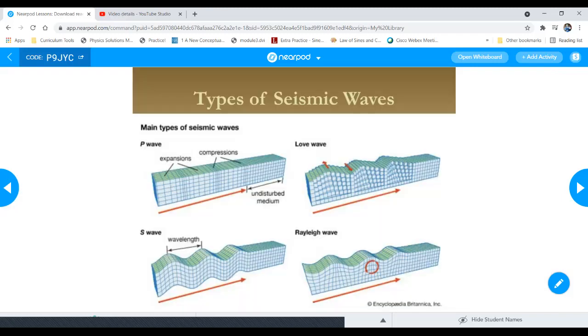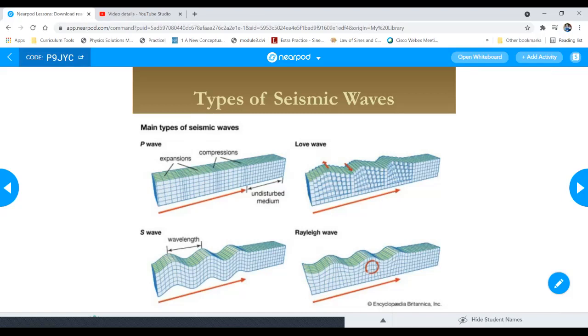So again, I used to have a GIF of these so that you could actually see them. But this P wave is a seismic wave. These are the compression waves, and they go back and forth like the accordion, and they don't really disturb the medium, but they run straight through it.